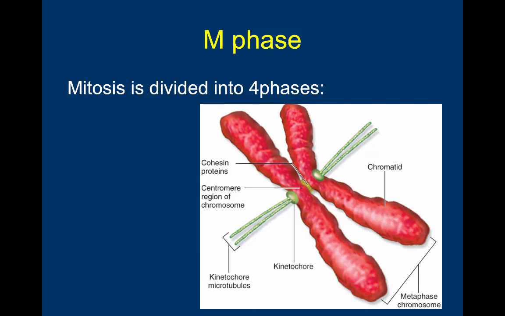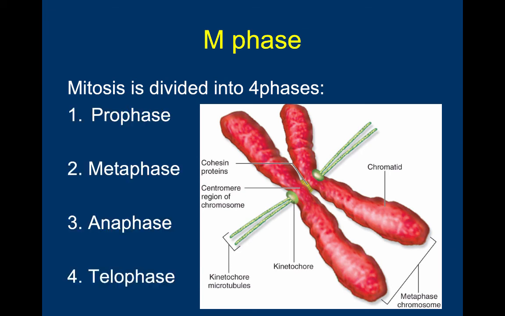All right, so we're going to pick up our second section now in chapter 10 and 11 on mitosis, and we're going to go through and talk now about our four phases of mitosis, which are prophase, metaphase, anaphase, and telophase.